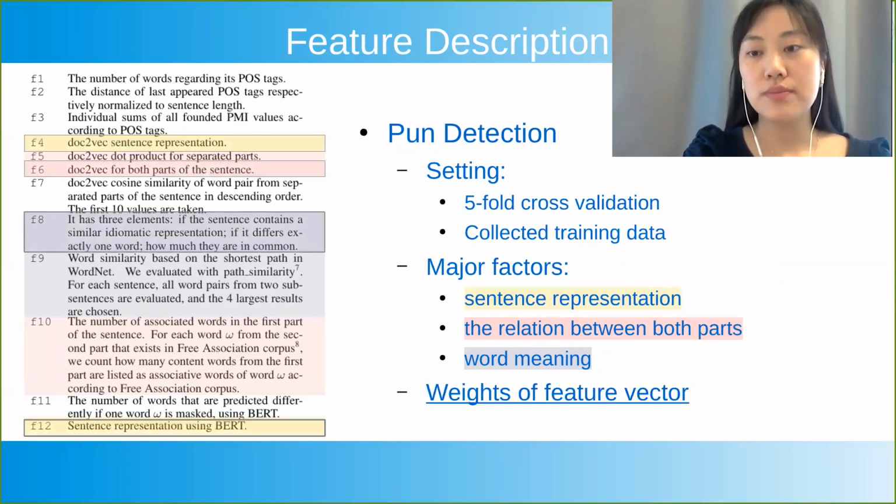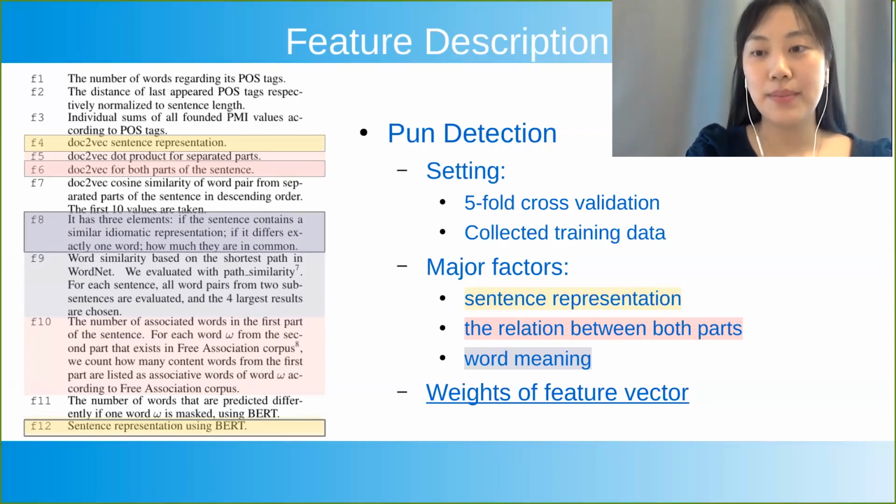We further inspected the weights of all feature vectors. Since all features have different dimensions, feature 12, sentence representation using BERT, occupies more than 2/3 of the feature space, and most of the top 15% important components are from this feature.